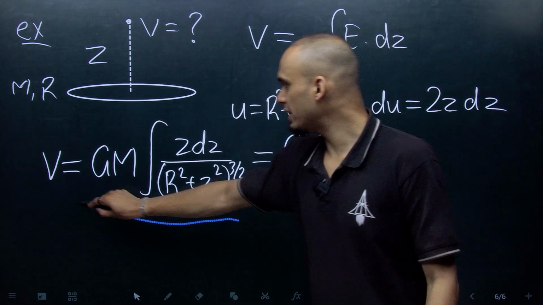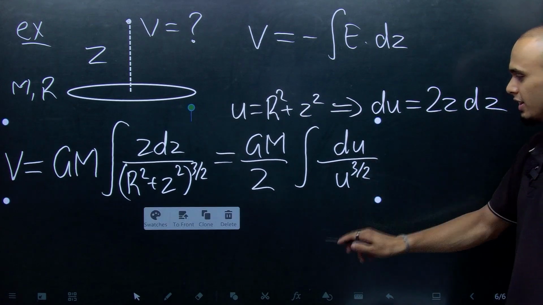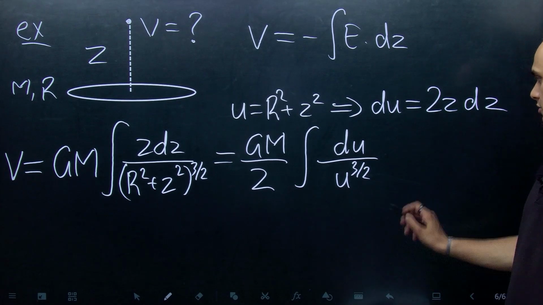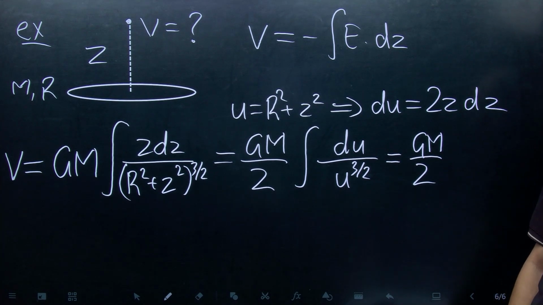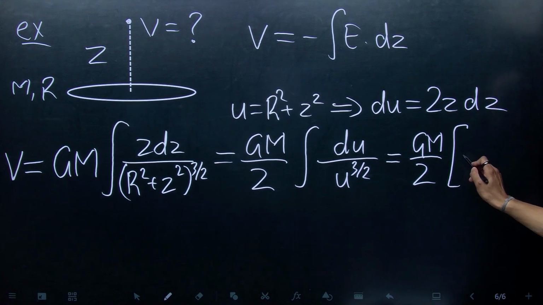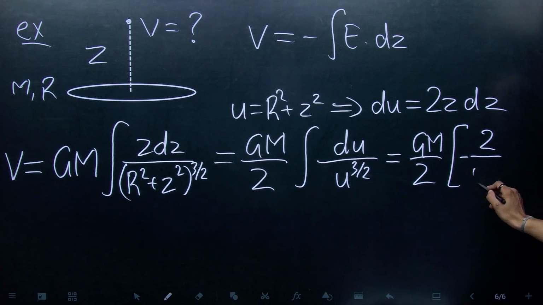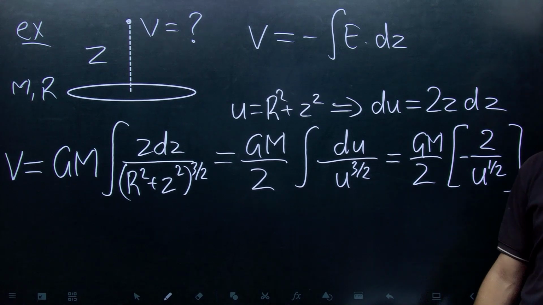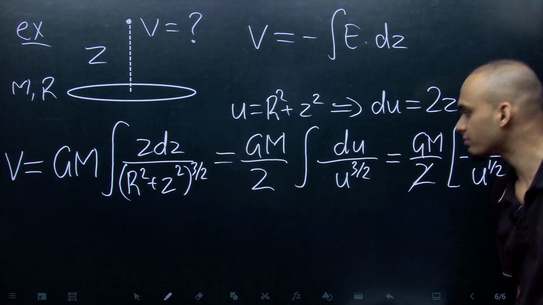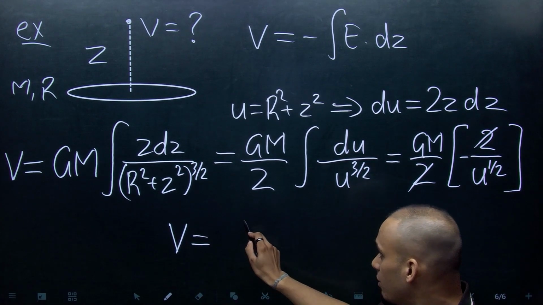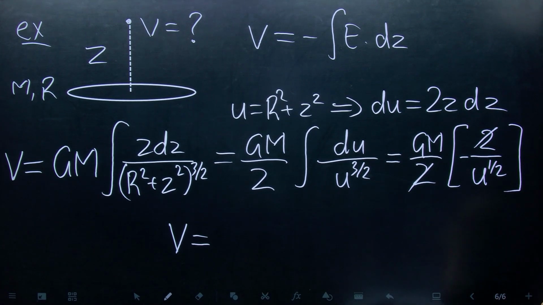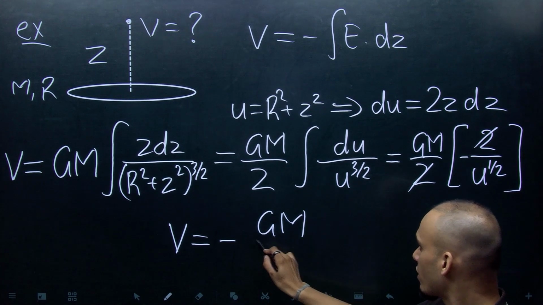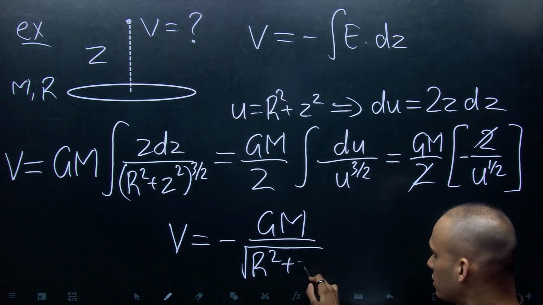And you know this integral is simply x raised to m integral, and integrating we get GM by 2 into m plus 1, that is minus half. So minus of 2 upon u raised to half will be the integral, right? 2 and 2 will get cancelled and the final value of potential will come as minus of GM upon r square plus z square raised to half. Yes, minus of GM upon root over r square plus z square.